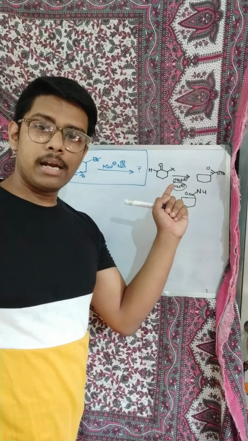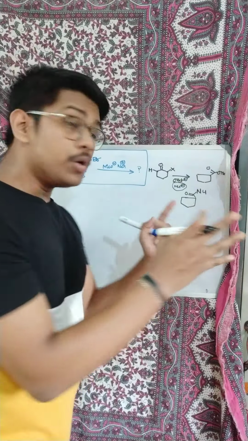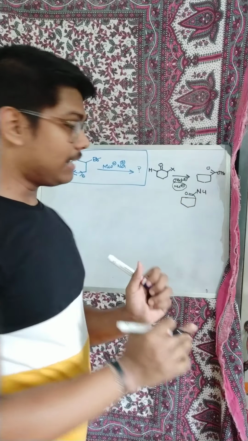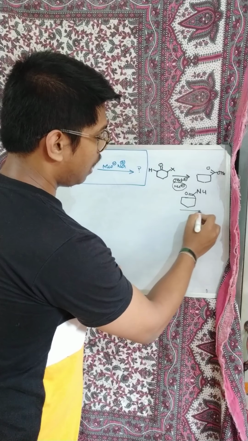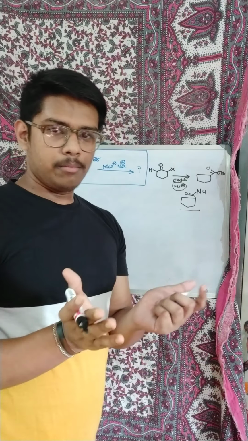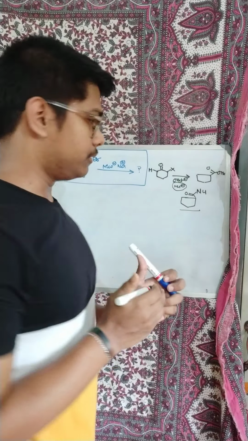X is a good leaving group, and this X will leave, and the new nucleophile will be attached to this carbonyl carbon in the product. That is the main fundamental concept you have to remember to understand the whole reaction. Now we will go towards the mechanism.